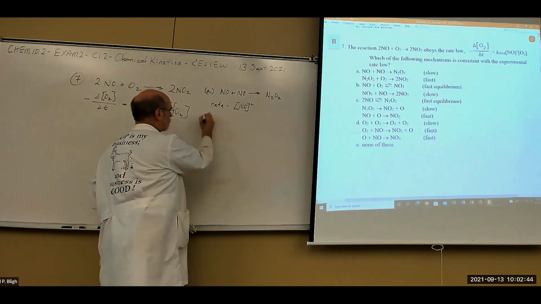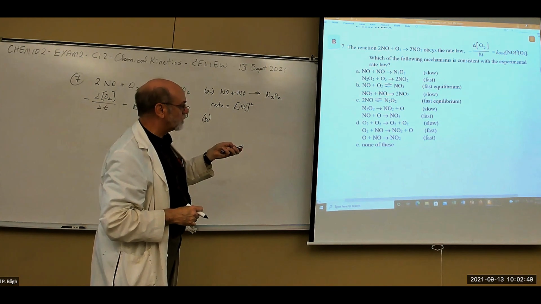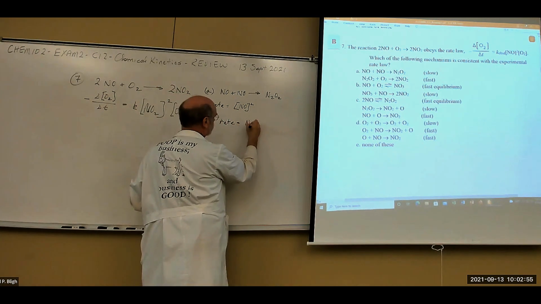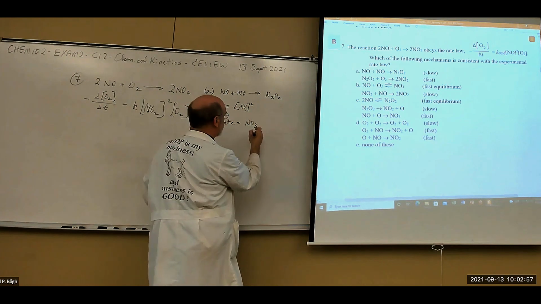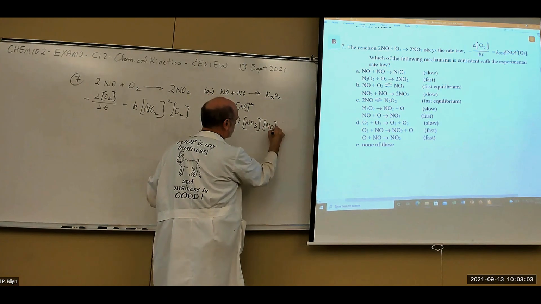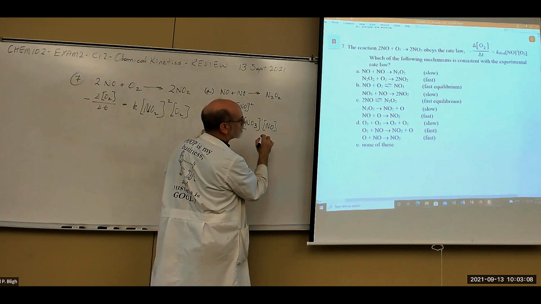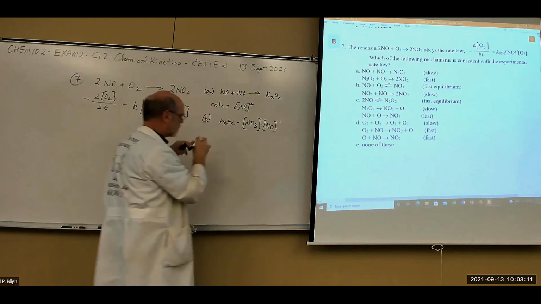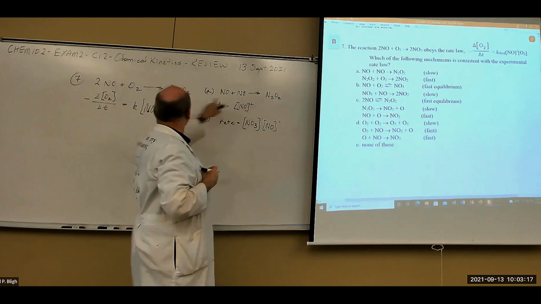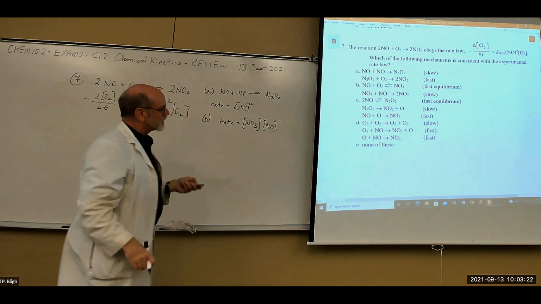How about B? B, the slow one is NO3 and NO. The rate equals NO3 to the first power and NO to the first power. Okay, that's possible. But we got to get rid of that NO3 because it's nowhere up here. So that might be it. Let's look at that one in more detail.